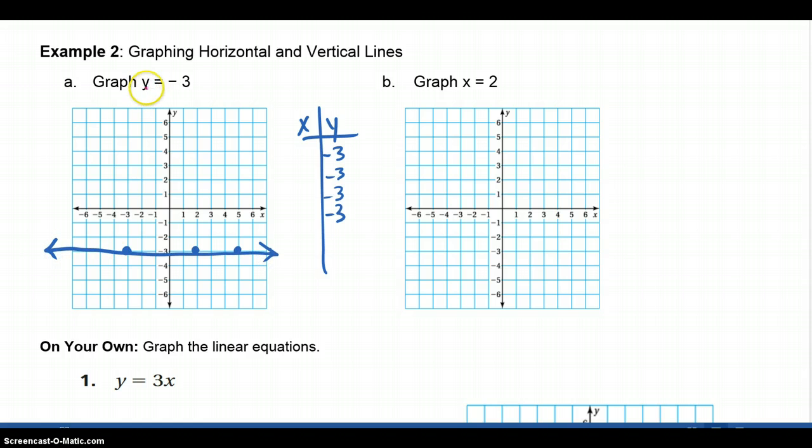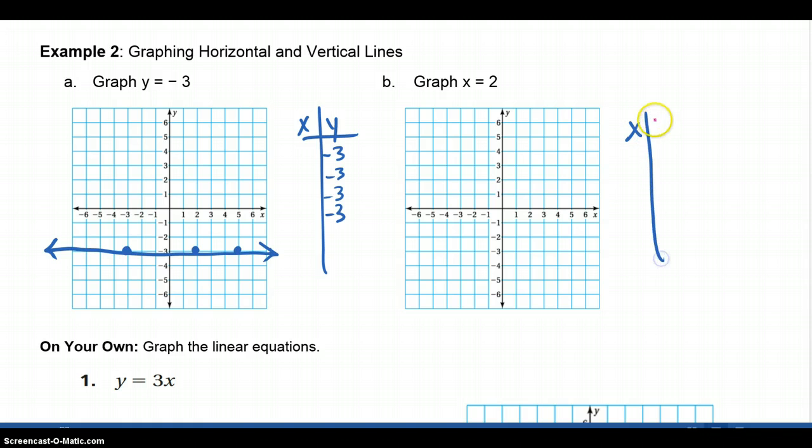So anytime you've got y equals, that's going to make a horizontal line. Y is equal to -3 here and here and here, etc. Okay? You can imagine if y equals something is going to be horizontal, x equals something is going to be the vertical one.